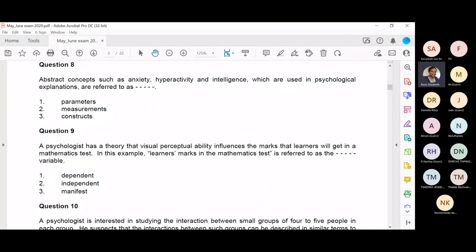Abstract concepts such as anxiety, hyperactivity, and intelligence, which are used in psychological explanations, are referred to as number one, parameters, two, measurements, three, constructs. Parameters. Parameters are measures that come from a population. So it means the mean, the standard deviation that you calculate from the population. Yes. Measurements are your data units, those means and the other things that you use to calculate.